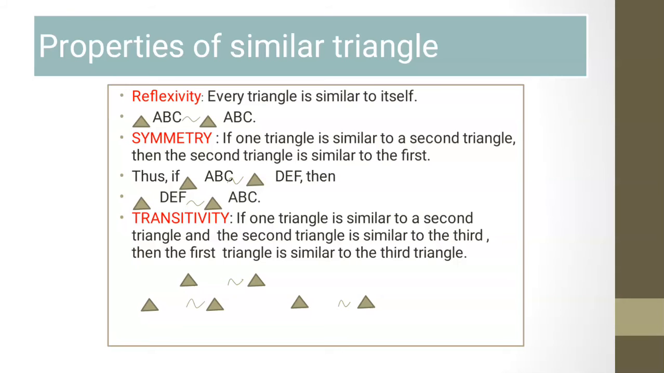Now the next property is transitivity. If one triangle is similar to the second triangle and the second triangle is similar to the third triangle, then the first triangle is similar to the third triangle. That is, if ABC is similar to DEF, and DEF is similar to XYZ, then we can say ABC is also similar to XYZ. Okay.